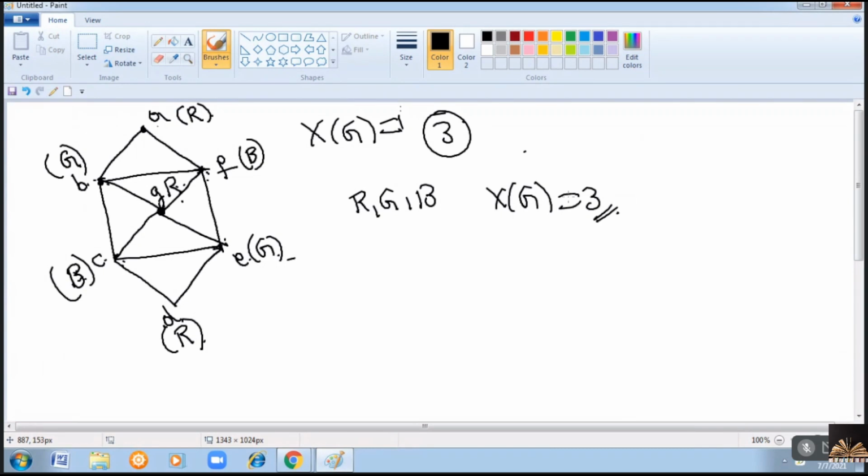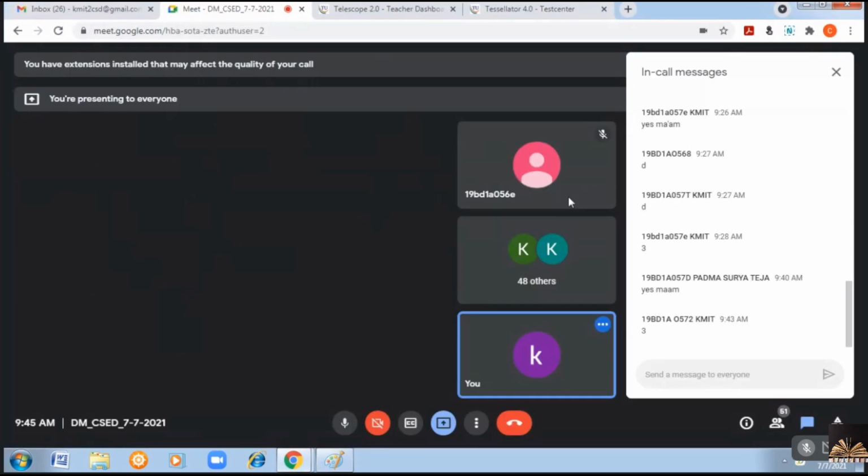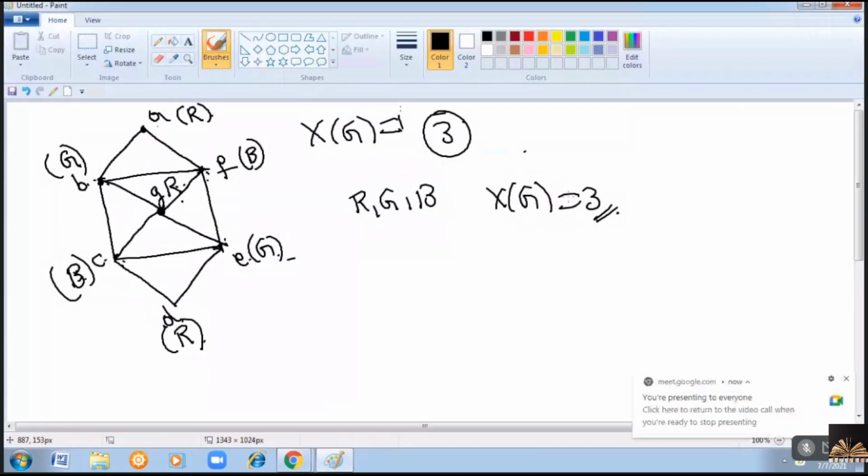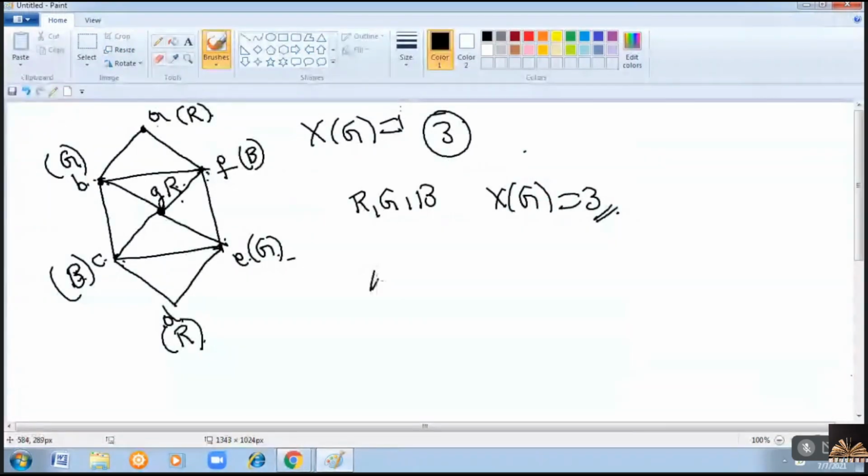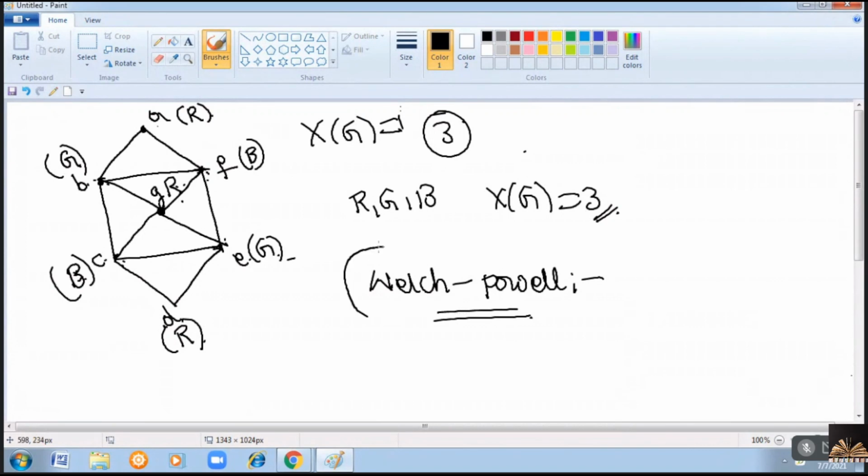Clear? So in this way, manually you can check how many colors you require. But if the given graph is complex, then it is very difficult to check manually. That is the reason a new algorithm called Welch-Powell algorithm is used to color the graph. Welch-Powell algorithm. Clear? Have you taken this? Then we'll discuss Welch-Powell algorithm.